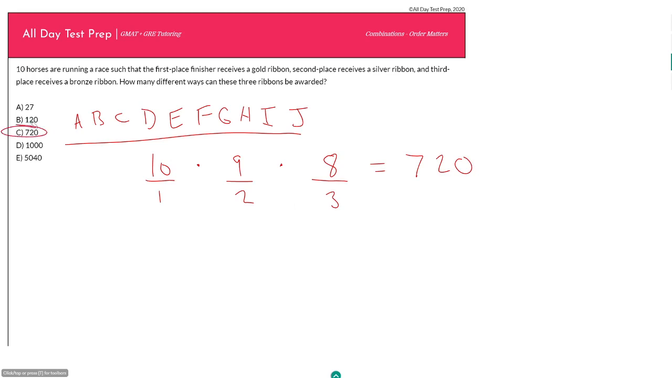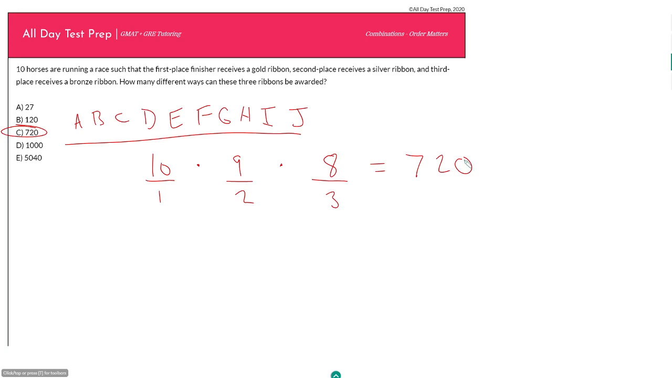We don't have to do anything else. Every single combination counts. And so this question, if I were to see it, would take me about 15 seconds. 10 seconds to read the question, then 5 seconds to get the answer.